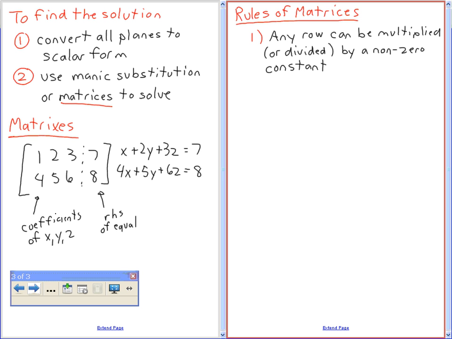Number 2 says any two rows can be interchanged. What that means is, let's say that Robbie looks at this and doesn't like it, so it says 1, 2, 3, 7, 4, 5, 6, 8. He can say an equivalent matrix would be 4, 5, 6, 8 on top, and 1, 2, 3, 7 on the bottom. That hasn't changed. They're still the same two equations that I've done there.